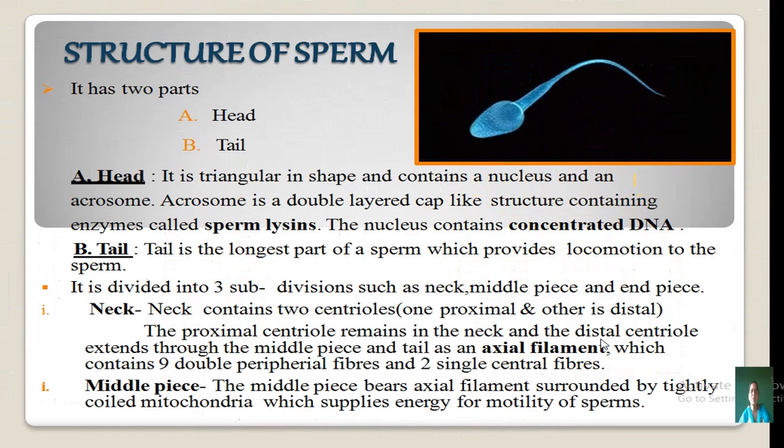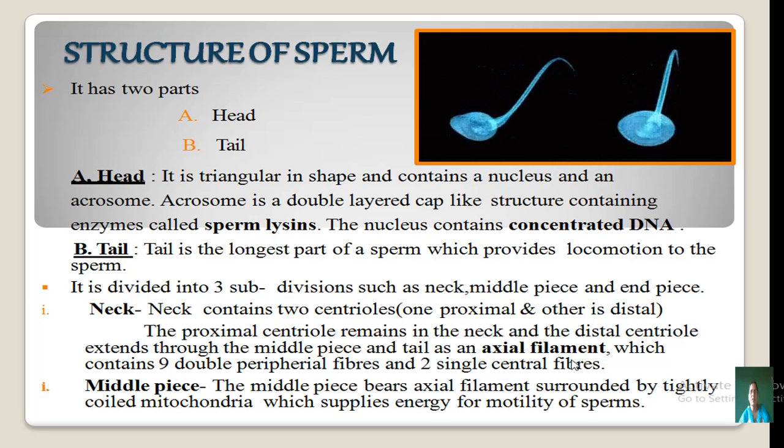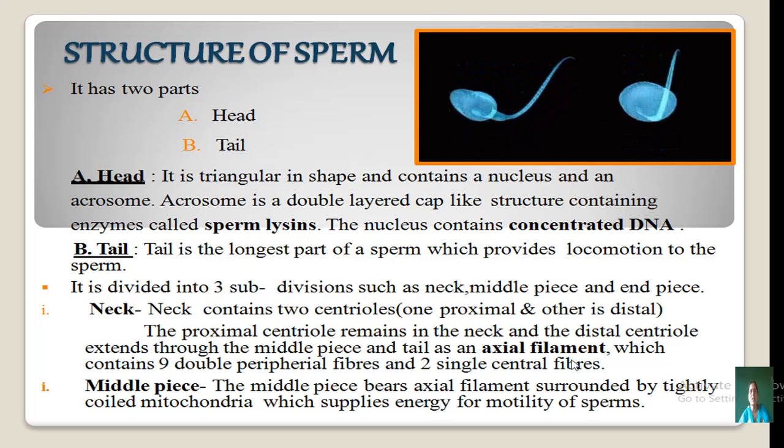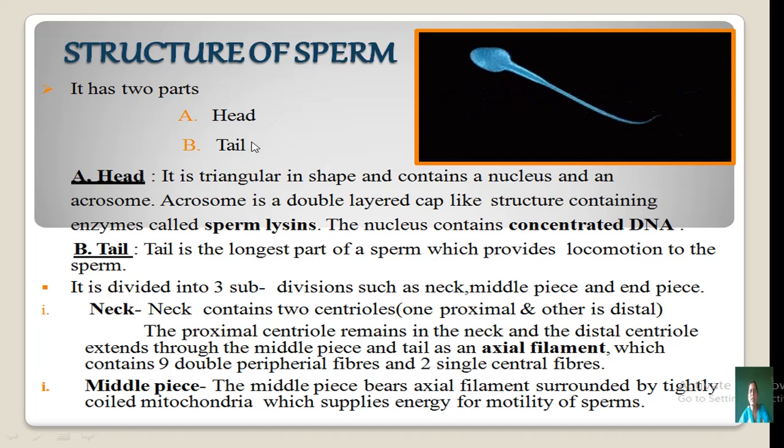Now come to the sperm. By the process of spermatogenesis, the sperms are produced. Now come to the structure of sperm. What are present in sperm? You can see in this animation how the sperm moves. The sperm has two parts. One is head, another one is tail. This is the head of sperm, and this is the tail of the sperm.